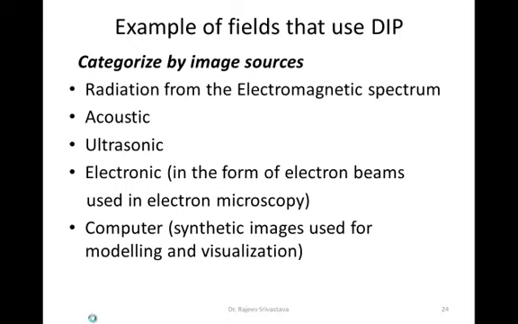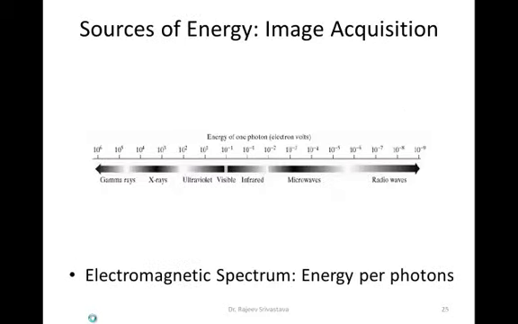Examples of fields that use digital image processing, categorized by image source: radiation from the electromagnetic spectrum, acoustic, ultrasonic, electronic, or computer generated. Sources of energy: this diagram shows the electromagnetic spectrum.